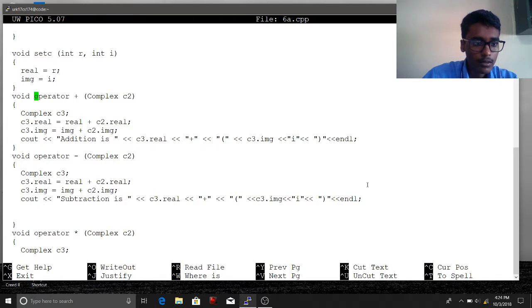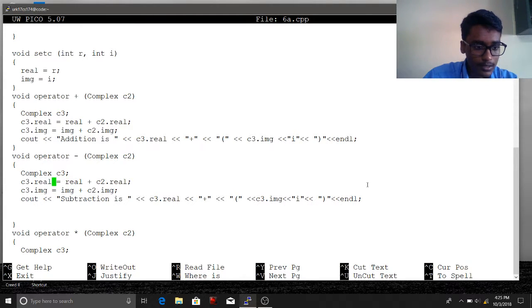One, the addition operator. In this addition operator, I have overloaded in such a way that there is a third object, complex C3, which adds the real parts and stores it in its real attribute, and adds the imaginary part and stores it in its imaginary attribute. And the next operator is the subtraction operator.